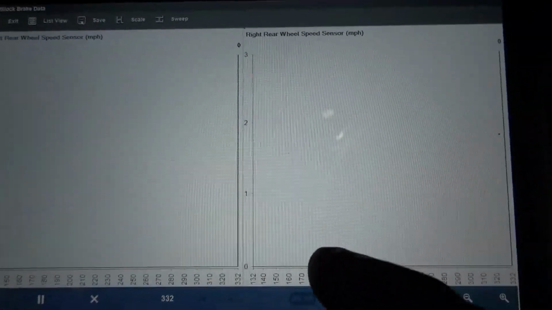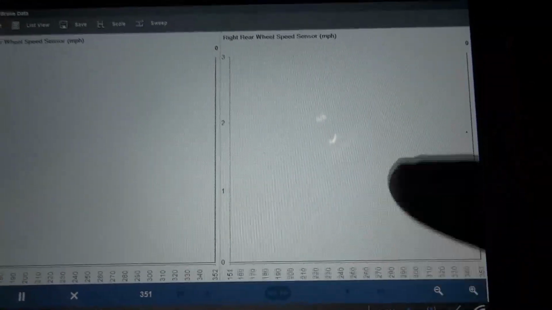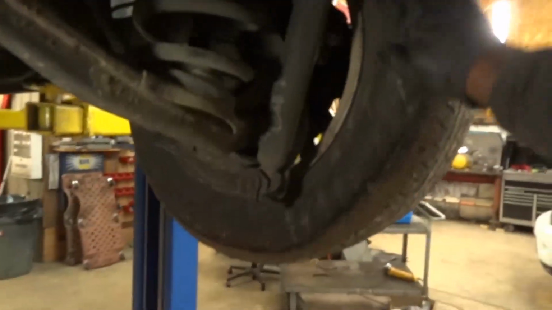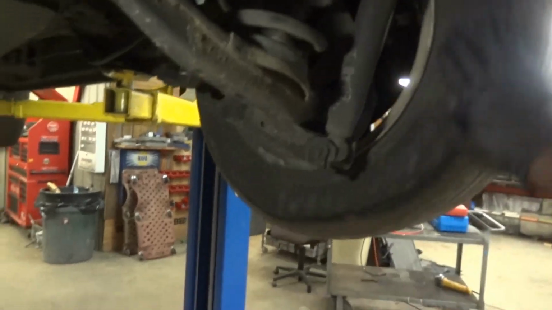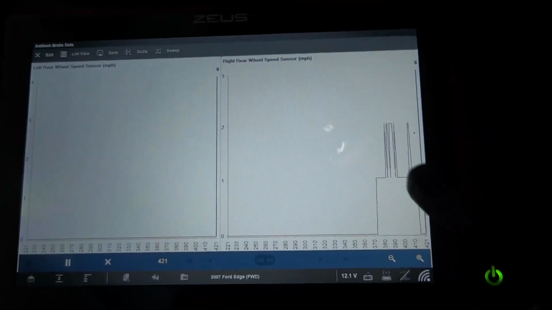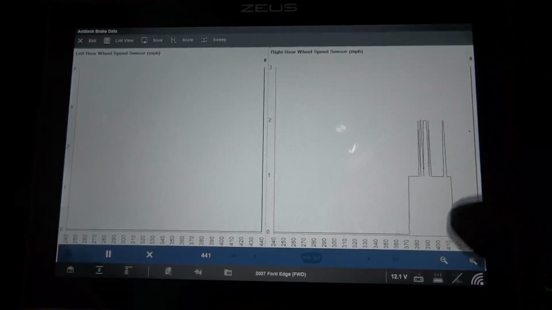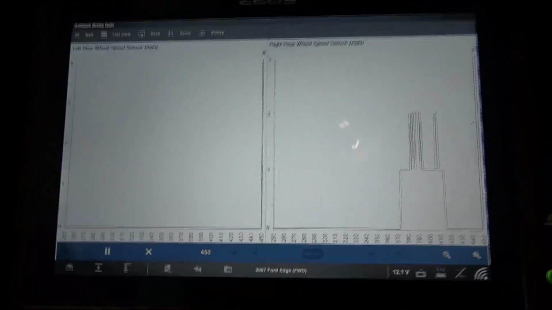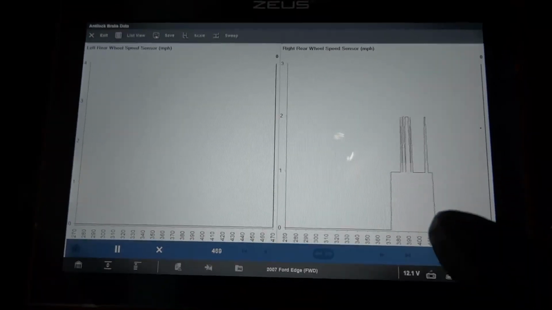When I spin the wheel, there should be some activity over here, because when the wheel spins, the sensor starts to create a signal, okay? So let's spin the wheel. Okay, just a couple times. Now I'm going to show you the scan tool. So right there, as you can see, we have some activity over here, so that's good. And the amplitude of this signal is going to vary based on wheel speed. Okay, so the right rear sensor is good.